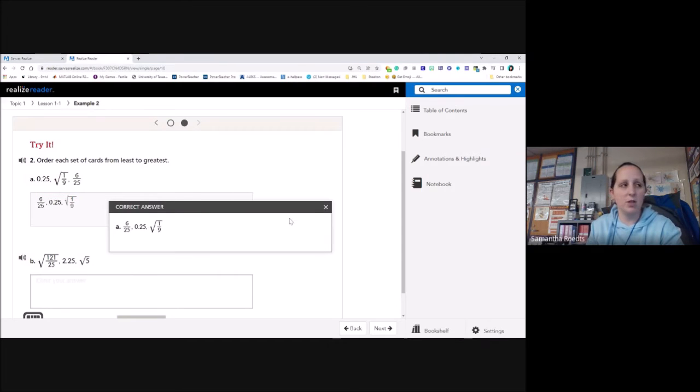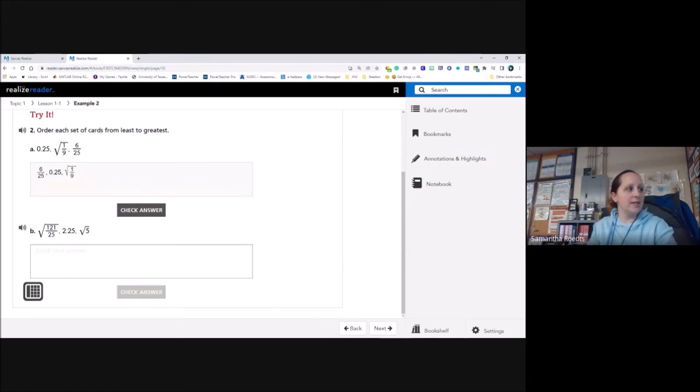So again, smallest to largest. All right, we want to do the same thing for letter B: the square root of 121 over 25, 2.25, and the square root of 5. So the square root of 121 over 25 gives us 11 over 5, which equals 2.2. Then I have 2.25. And then I have the square root of 5, and the square root of 5 is going to give me 2.23.